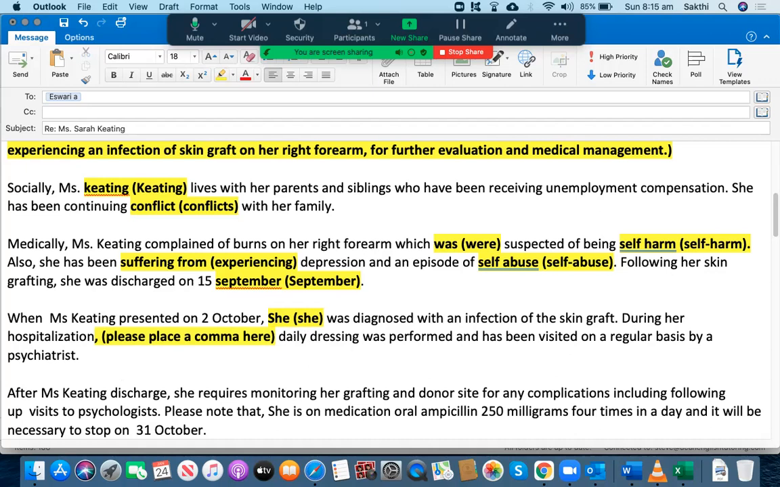Daily dressing was performed and has been visited on a regular basis by... and she has been visited. Okay, so and has been visited doesn't make sense, because and has been doesn't go with the previous part of the sentence. They mentioned during hospitalization daily dressing, so you can't use daily dressing has been visited. Okay, that's wrong. And she has been visited on a regular basis by a psychiatrist. So add this, please.